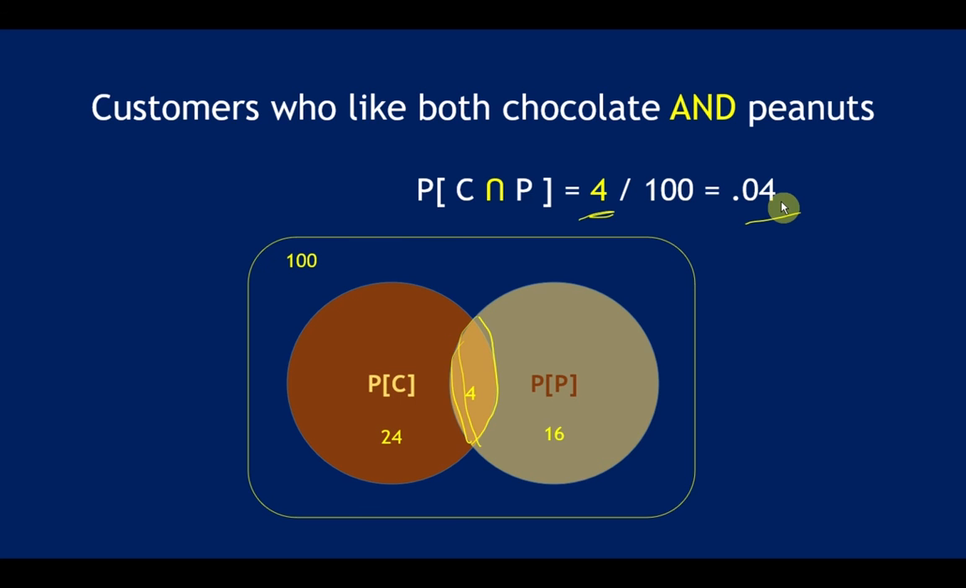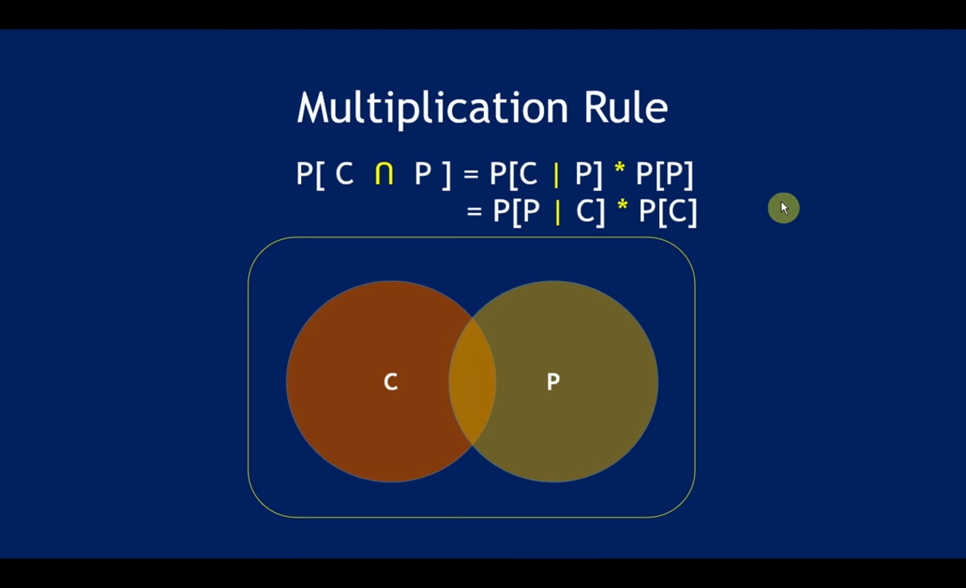Well, we can apply the rule over here. The rule is the multiplication rule. So the intersection between the two, when it's unknown, however, if we already know the conditional probability of C given P, then we can multiply it by the probability of P to get this intersection. Also, likewise, if we already know the probability of peanuts given chocolate, then we can multiply it by the probability of chocolate to get the intersection probability.